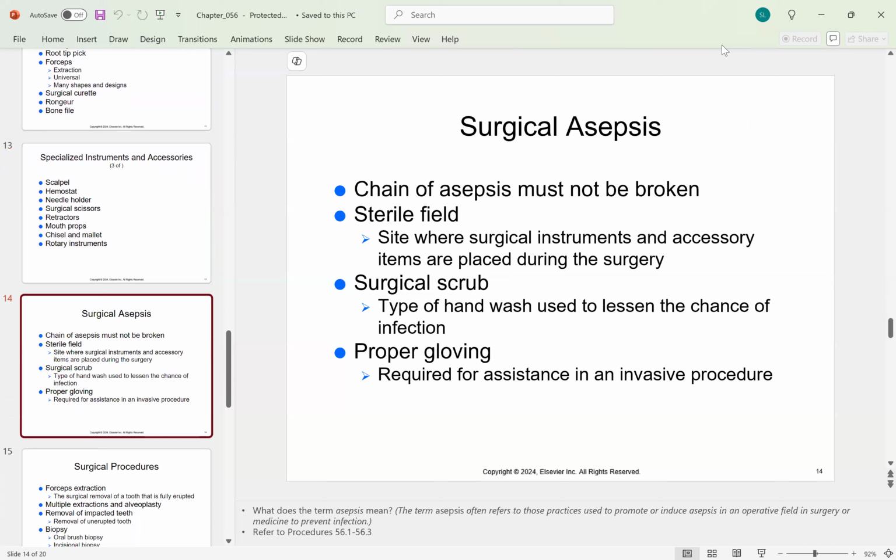As far as sterilizing goes, we do have asepsis. The chain of asepsis must not be broken. We should maintain a sterile field, the site where the surgical instruments and accessory items are placed during surgery. A surgical scrub is a type of hand wash that's used to lessen the chance of infection, and then proper gloving. So this is required for assistance in an invasive procedure.